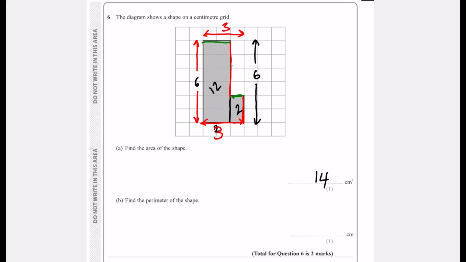So we've got 6, 6, 3 and 3. 6 plus 3 is 9. 2 9s are 18. So 6 plus 3 plus 6 plus 3 is 18 centimeters. So that's the length around the edge of the shape. 1, 2, 3, 4, 5, 6, 7, 8, 9, 10, 11, 12, 13, 14, 15, 16, 17, 18.